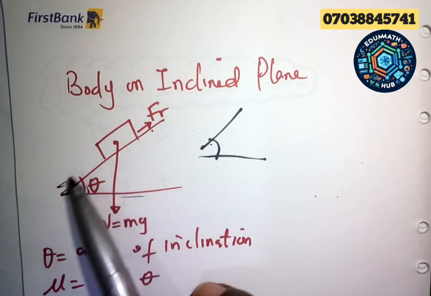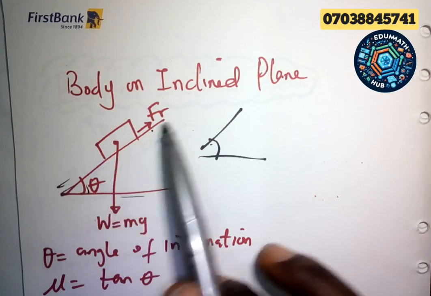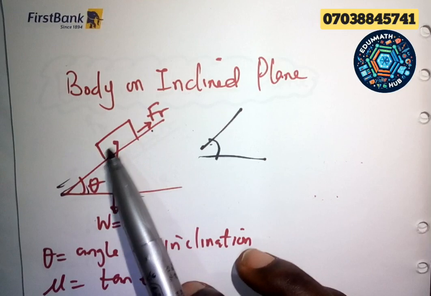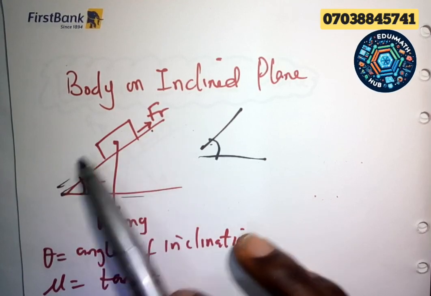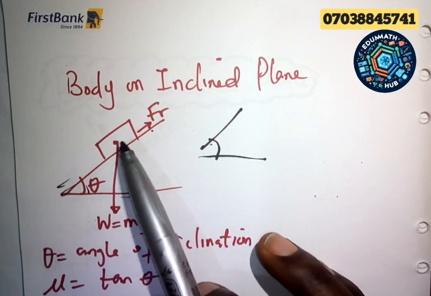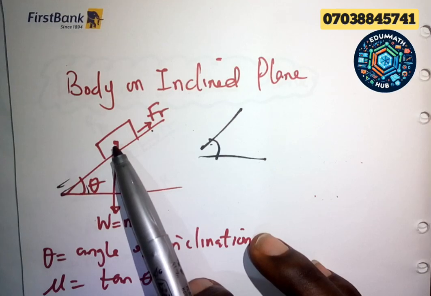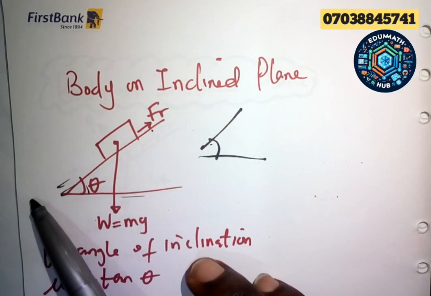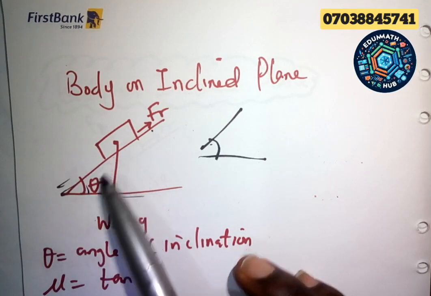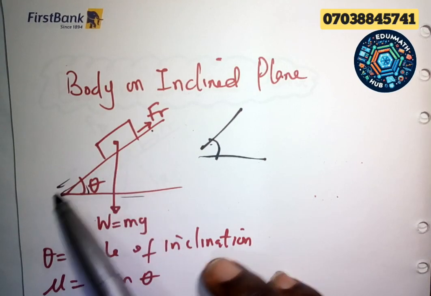When this body is here, the friction will oppose it like this, because if you place a body like this on an inclined plane, it cannot move upwards by itself. It cannot move upwards unless you push it from this direction. But once you place this body here, it will tend to fall down like this.